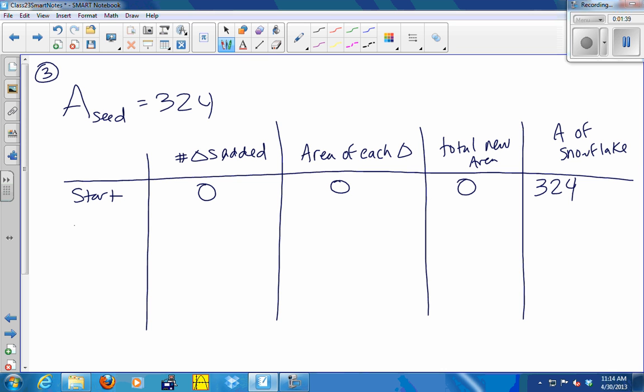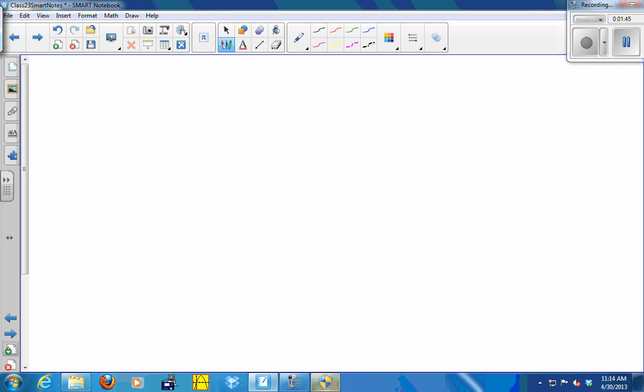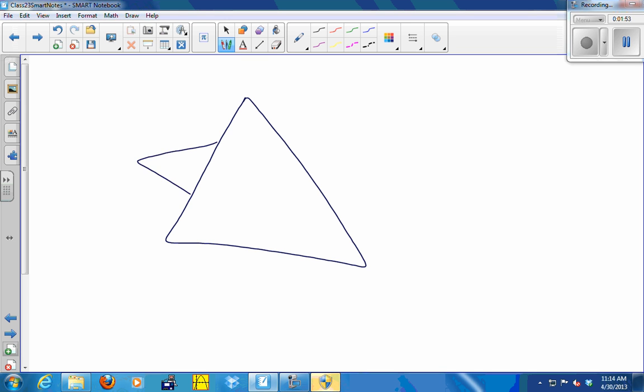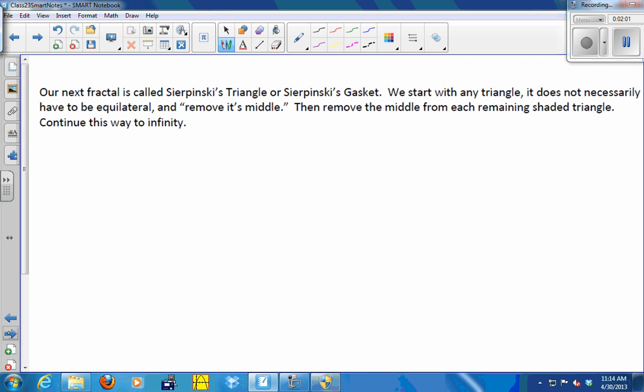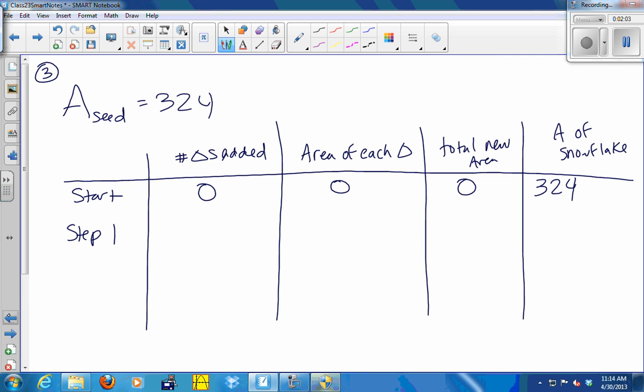Okay, so then at step 1, maybe I should draw a picture to help keep track of what's happening here. Here's my seed triangle. It has area 324. Step 1, I'm going to add some equilateral triangles on. So I added 3 triangles, so I can put that in my table. Number of triangles added 3. The area of each triangle.